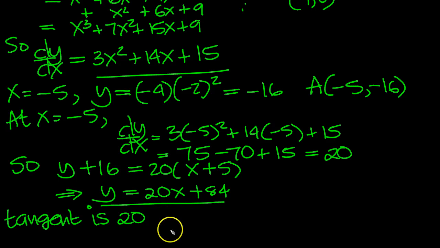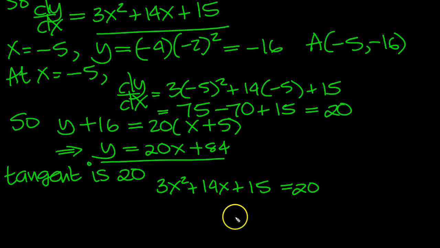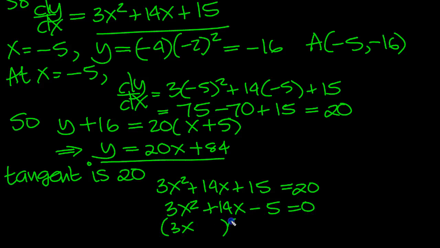So what values of x does 3x squared plus 14x plus 15, the gradient function, equal 20? So let's solve that first. Move the 20 over, we get 3x squared plus 14x, 15 minus 20 is minus 5, equals 0. 3x and x it has to be if it factorizes. It has to be 5 and 1. So here we can see that it's plus 5 and minus 1, isn't it? 3x squared plus 15x minus 1x is 14x, minus 5. So that tells us that x is minus 5, which we already knew. But the other value was x equals 1/3. That's the x value at B when the gradient is 20.